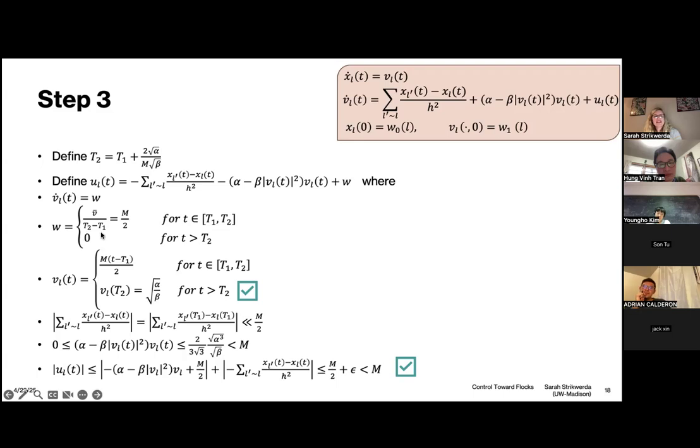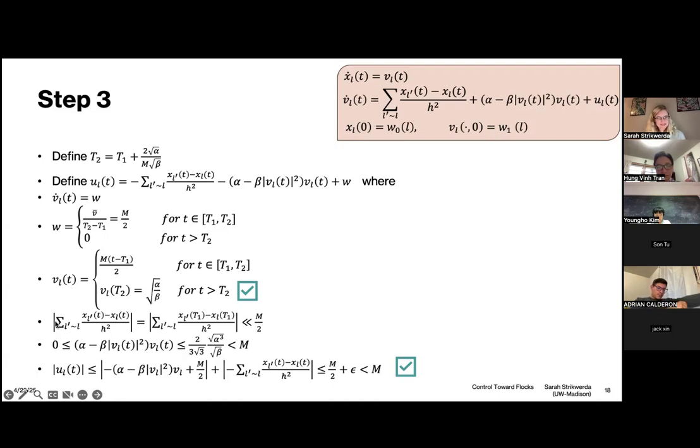And so in this case, if I use this as the control, then what happens is we get our velocity to be m times t minus t1 over 2, for t between T1 and T2. And then our VL of T2 is going to be this square root of alpha over beta. And that's what we wanted. That was our goal, to get to a flock where we have this velocity.